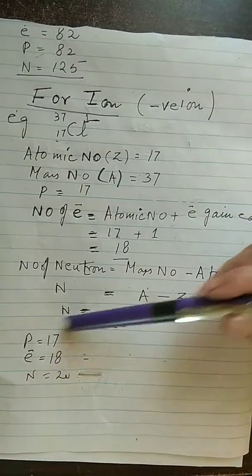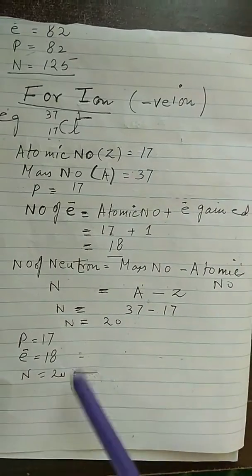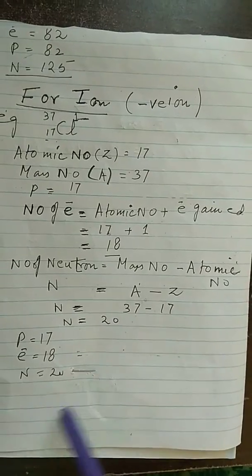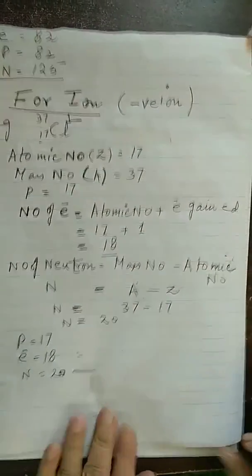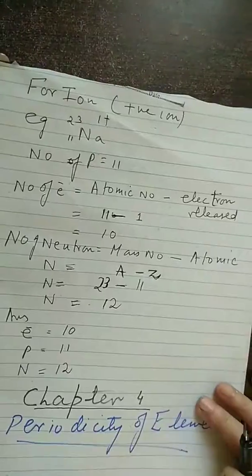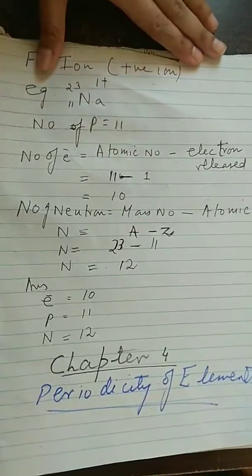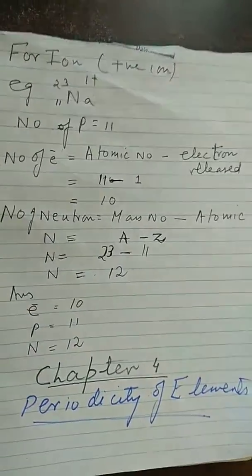So what is your answer? Proton 17, electron 18, and neutron is 20. Okay. Now another example is there for the positive ion, the ion which is positive.